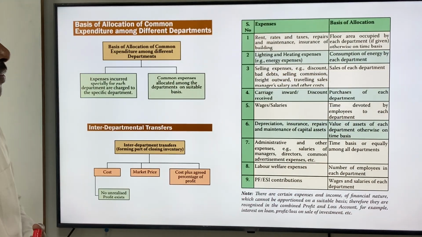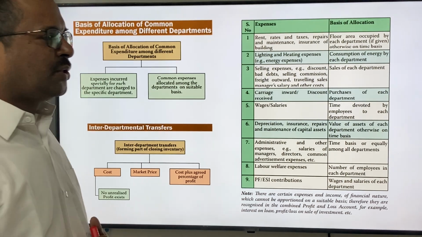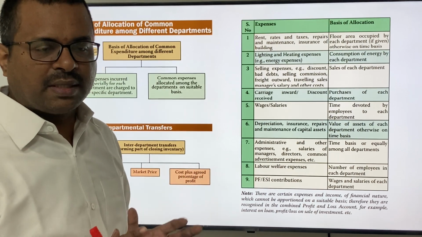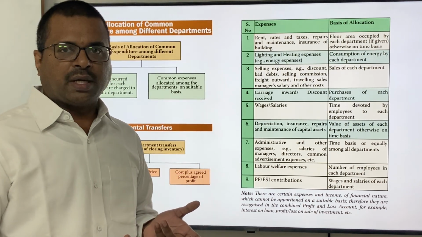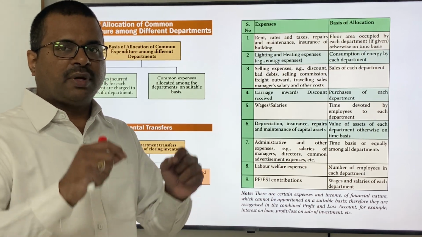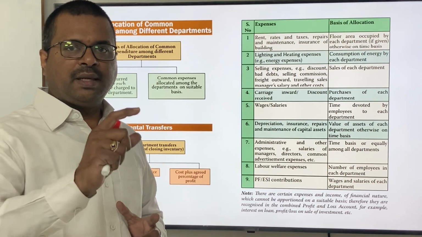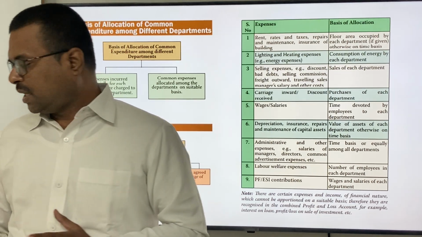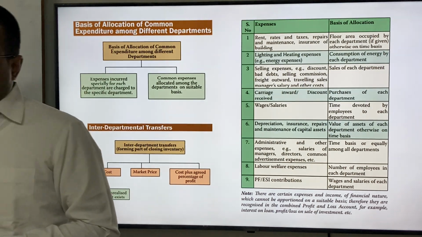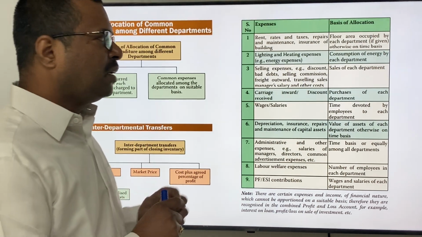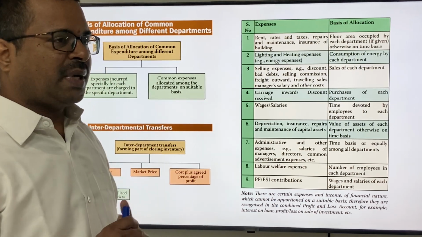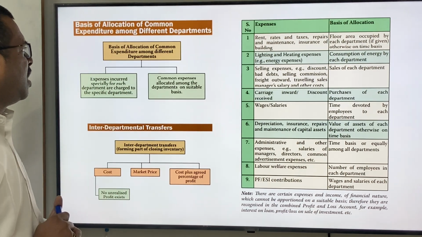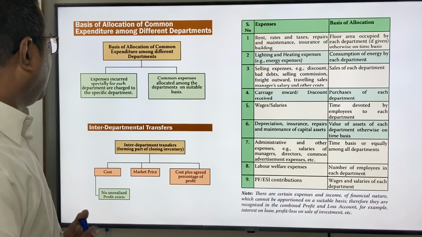Now, let us understand what is the basis of allocation of common expense. When there is direct expense, there is no question of allocation, because it is directly incurred for that particular department. Then the cost is taken by that particular department. Suppose there are any common expenses in departmental accounting, this is the main aspect: the allocation of common expenses. Basis of allocation of common expenditure among different departments.